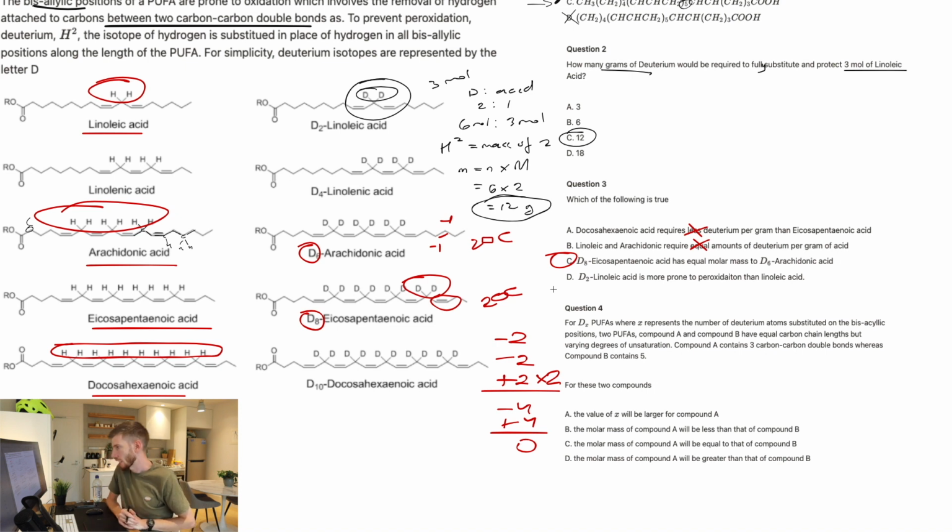Then D2 linoleic is more prone to peroxidation than linoleic acid. That would be wrong, because D2 has already been protected. It would be less prone now, because that was the goal of it. So that's just kind of thrown in.